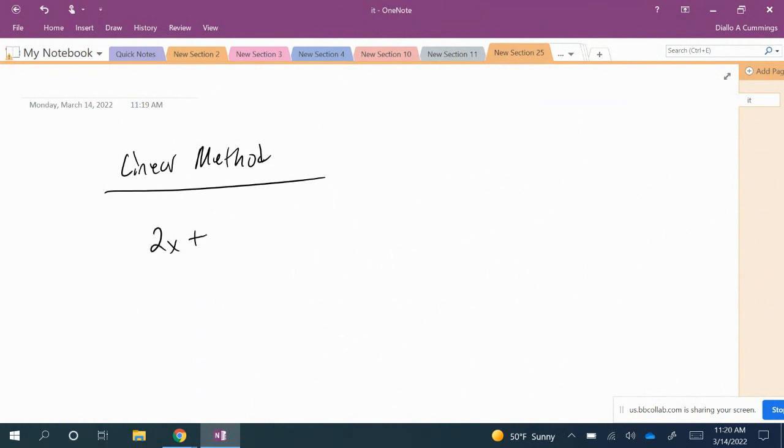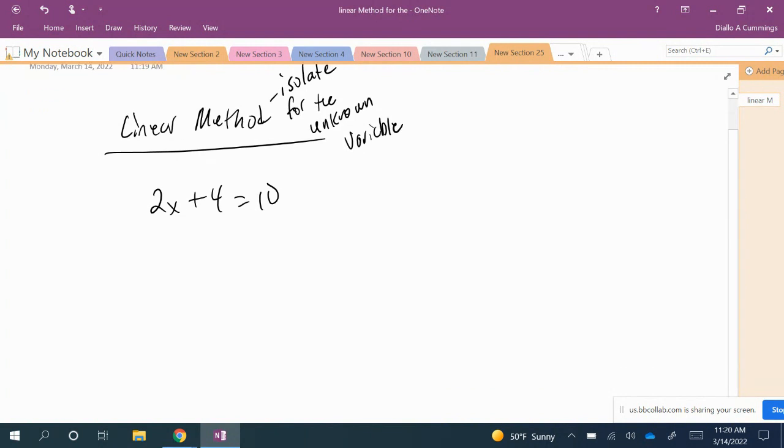All right, let's say we have 2x plus 4 is equal to 10. So notice that this is a linear equation, right? My variable is x, and x is raised to the first power. So any linear equation is an equation in which you have a variable that's raised no higher than the first power. In order to use this linear method, we basically isolate for the unknown variable. Okay. So in this instance, I'm basically going to solve it for x.